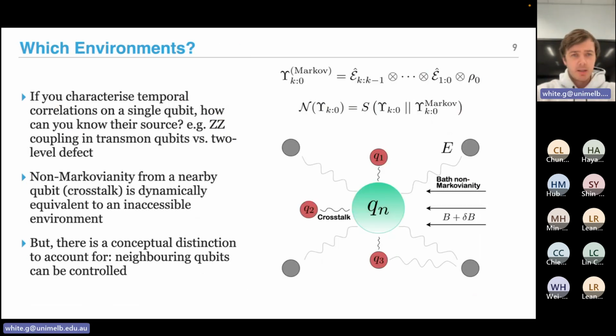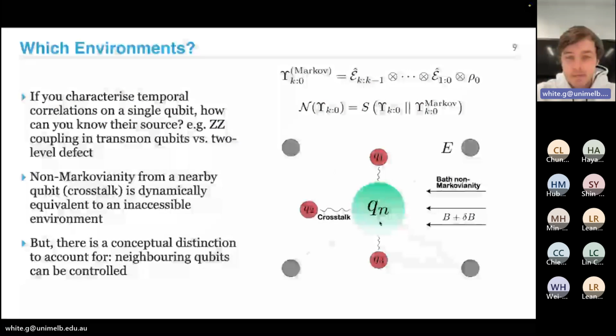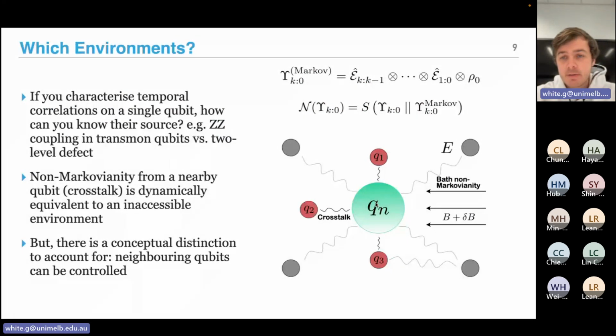Okay, so now I want to get into the main point of the paper which this talk is about, which is how can you distinguish between different environmental sources? If you imagine we're looking at this picture here, we've got an array of qubits, and our system qubit is interacting both with an inaccessible environment, but also with other controllable qubits, right? And this is an effect predominantly known as crosstalk.